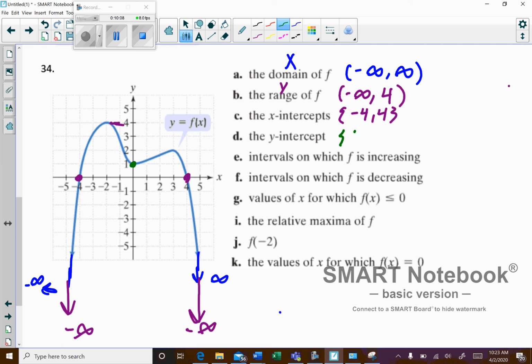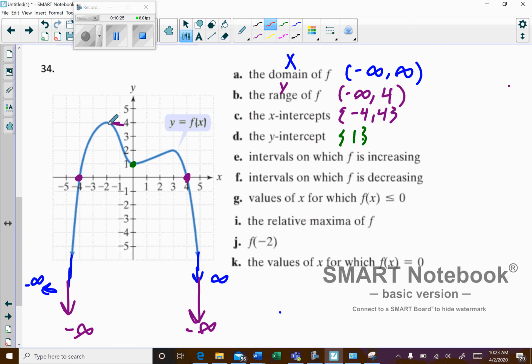And so once again, I'll use set notation, but if you wanted to, you could put it as an ordered pair, but I believe that they use set notation on the homework. Okay, intervals for which the f is increasing, for the function that it is increasing. And I see two intervals.